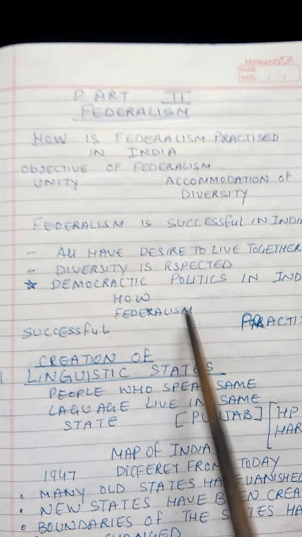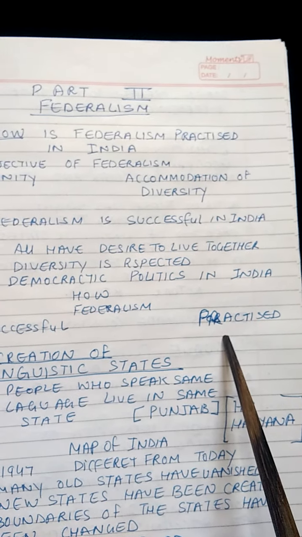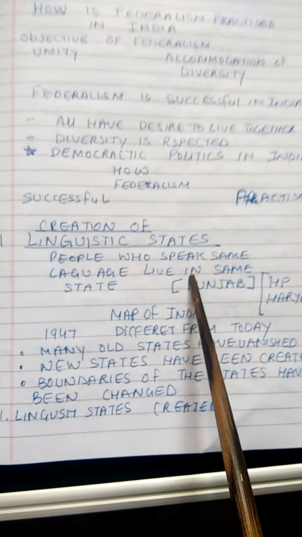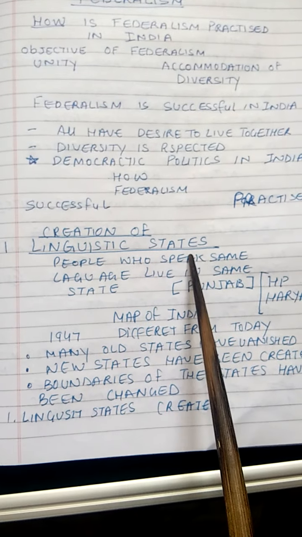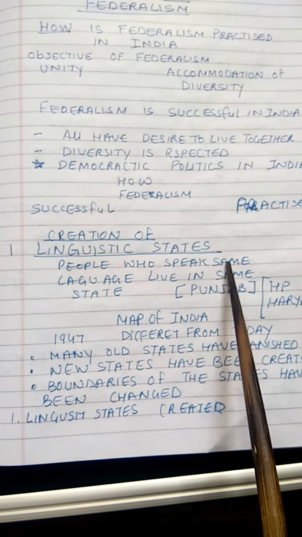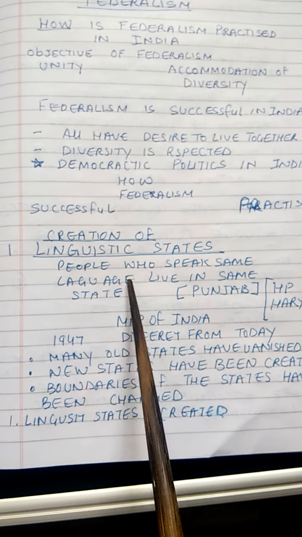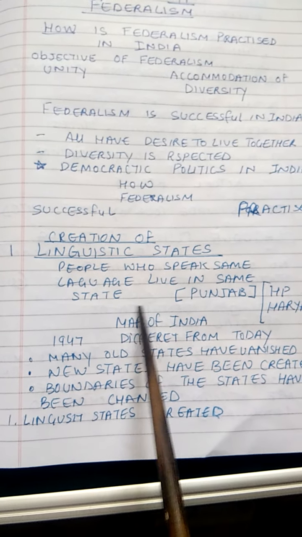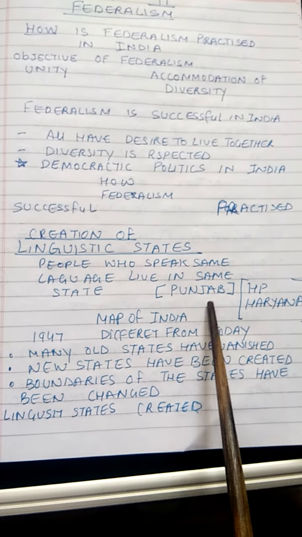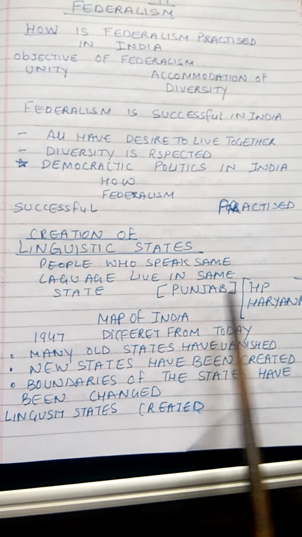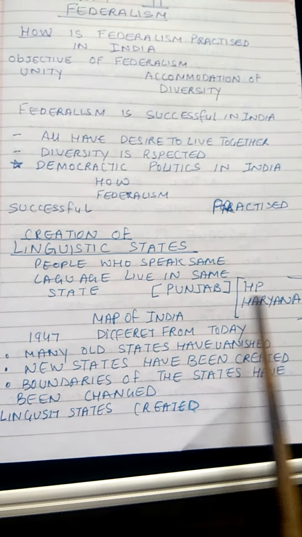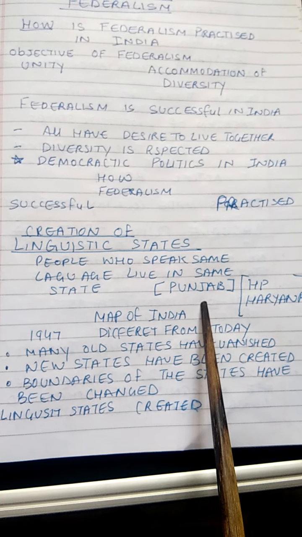So, how is federalism successful and practiced in India? Now we will talk about this. How federalism is practiced. First of all, see, creation of linguistic states. Now, what do we mean by linguistic states? Linguistic states means people who speak the same language live in the same state. Now, in Punjab, all people speak Punjabi here, and you must be knowing that Himachal Pradesh and Haryana were carved out of Punjab.